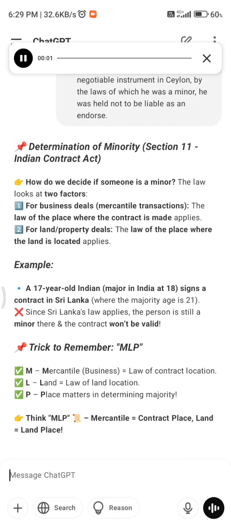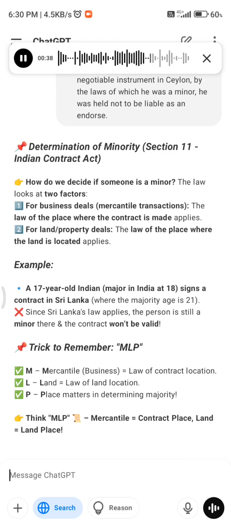Termination of minority, Section 11, Indian Contract Act. How do we decide if someone is a minor? The law looks at two factors. One, for business deals, mercantile transactions, the law of the place where the contract is made applies. Two, for land property deals, the law of the place where the land is located applies. Example: a 17-year-old Indian, major in India at 18, signs a contract in Sri Lanka, where the majority age is 21. Since Sri Lanka's law applies, the person is still a minor there and the contract won't be valid.